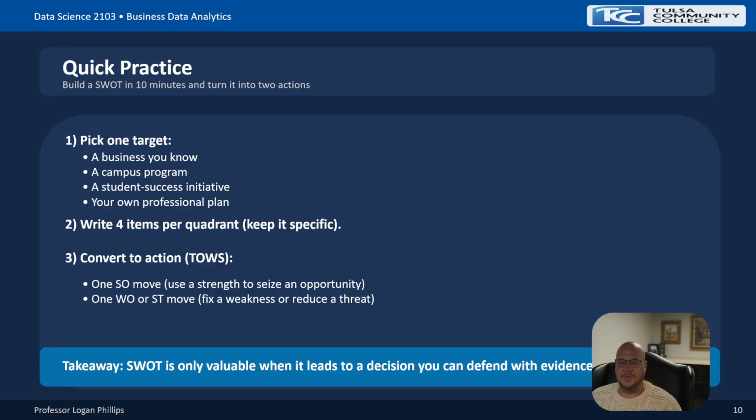Convert it into action using TOWS. Create 1 SO move, strength and opportunity, and 1 WO or ST move, fix a weakness or reduce a threat. Now, SWOT is only valuable when it leads to decisions you can defend with evidence. That's the standard for this course. Not just making charts, not filling out boxes, but making decisions or statements you can clearly defend.